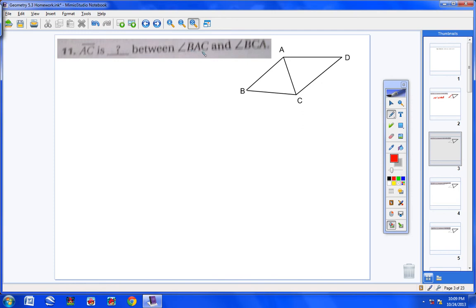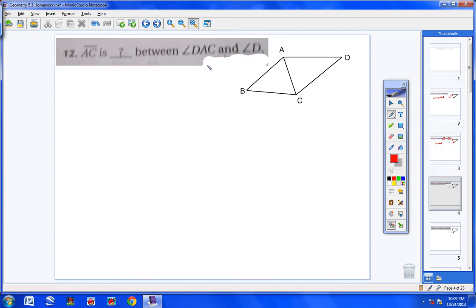The angles are BAC, so here's BAC, so put a dot here, and then BCA, we'll put a dot here. And the side we're talking about is side AC, this side right here. Now, is AC between those two angles? Sure it is. You have this angle right here, and then the side, and then this angle right over here. So yes, AC is included between these two given angles right here, definitely.